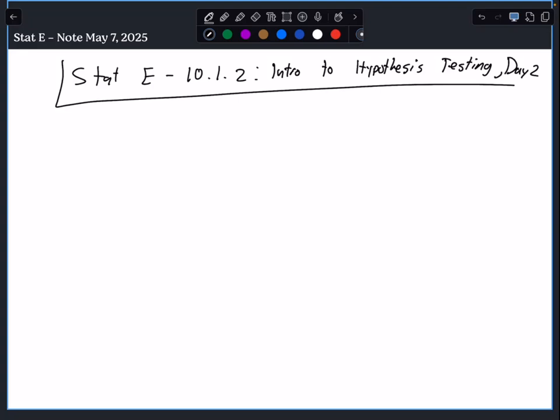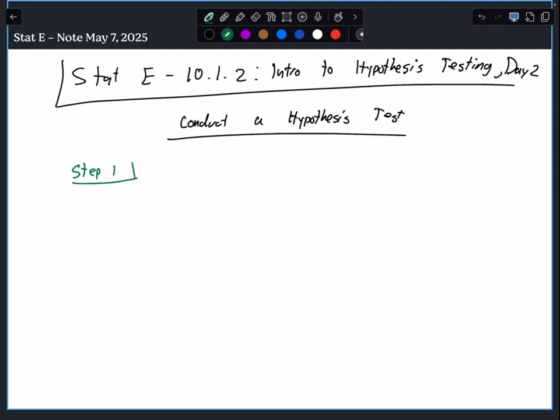So we know the whole premise here is we want to conduct a hypothesis test. Yesterday, we did the first step in a hypothesis test. Step 1, which is doing what? What do we do for the first step in hypothesis testing? This is where we just do the hypothesis. I'm gonna shrink it down, and this is where we do the hypothesis.